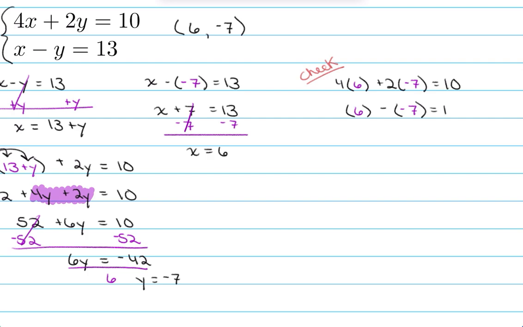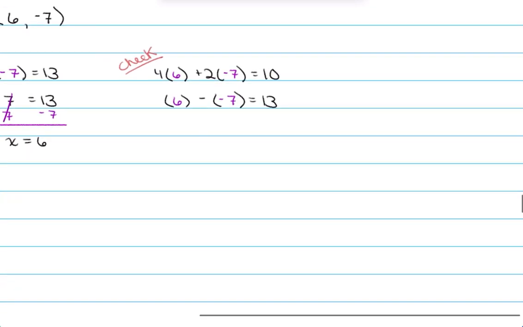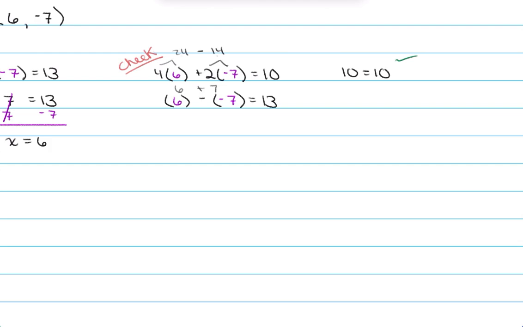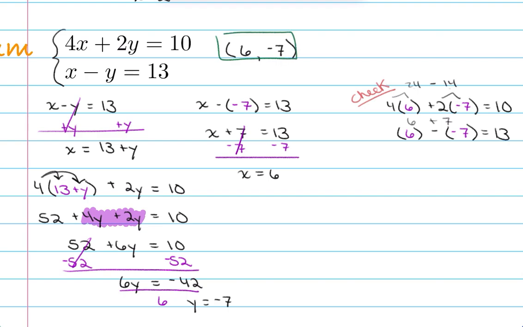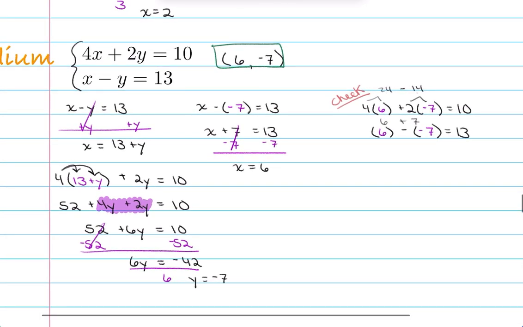and that equals 13. Okay, so just checking, I'm going to have 4 times 6 is 24, 2 times negative 7 is negative 14, 24 minus 14 is 10, and that equals 10. So I'm halfway there. And then for the bottom one, I have 6 plus 7, that equals 13, which equals 13. That is also a true statement. So since they both worked out, I know that this is an actual solution to my system, and I'm done. Okay?